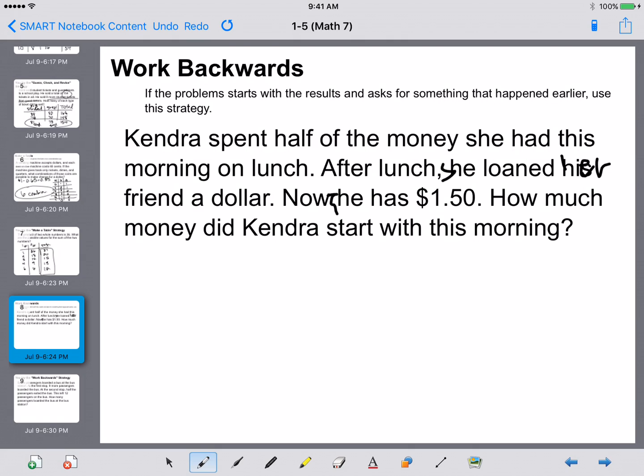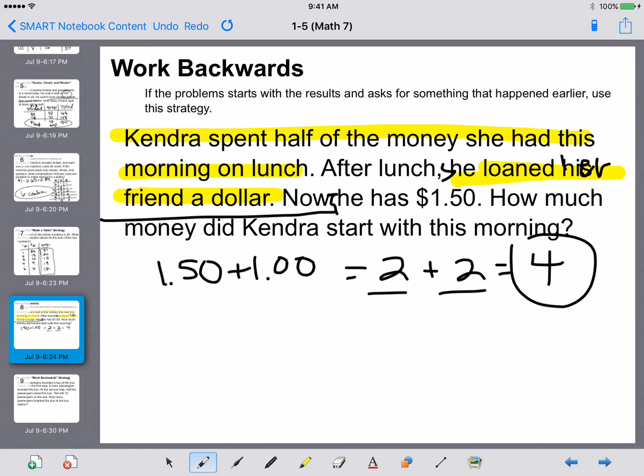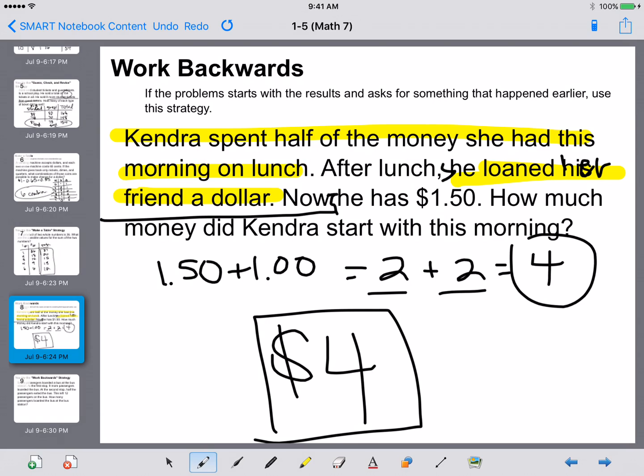So we need to work backwards. Right now, we've got $1.50. That's after we loaned our friend $1. So we have to undo that. Loaning our friend $1, we're going to add $1 to get us to $2. Then we had spent half of the money we had on lunch. So 2 is half of what? 4. Right? Because we take half of it, add the other half to get to 4 total. So this morning, Kendra started off with $4. So you start with where you're at, and you undo everything that happened earlier.